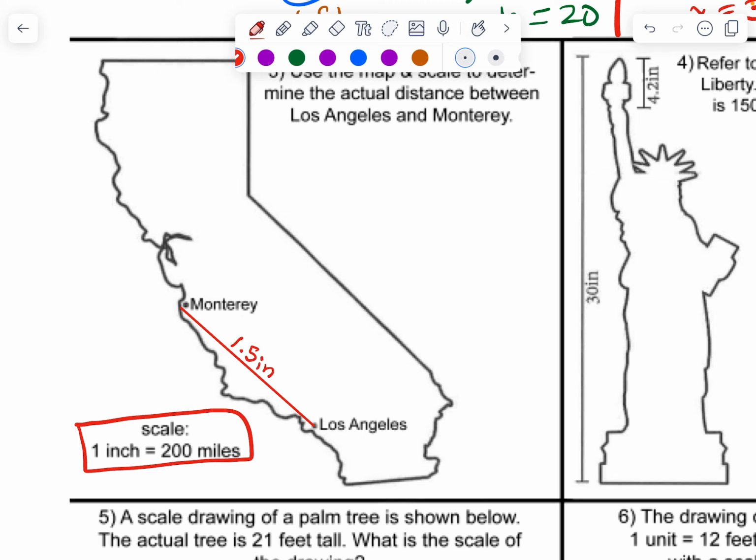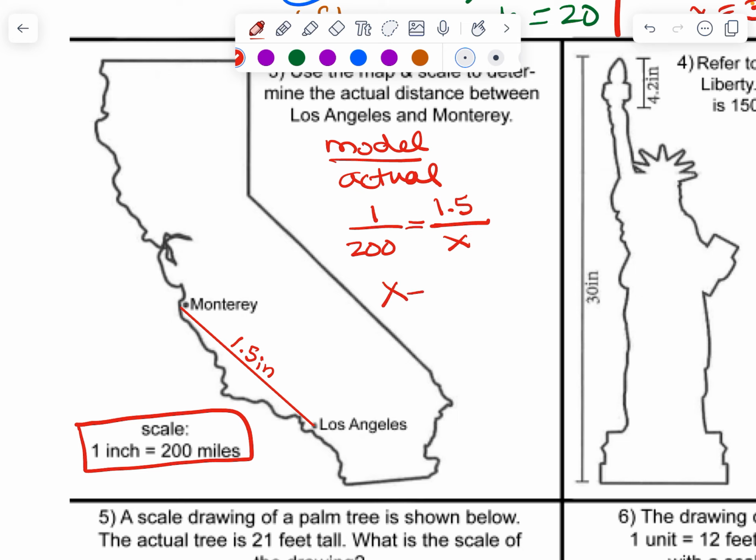So I'm going to do model over actual, always. So the scale says that 1 inch on my model is 200 miles on the actual in real life. And so this is on our model, on our map, 1.5 inches. We don't know how many real life miles that is. So we're gonna do 200 times 1.5, which of course is 300. So in real life, it's 300 miles from Los Angeles to Monterey.